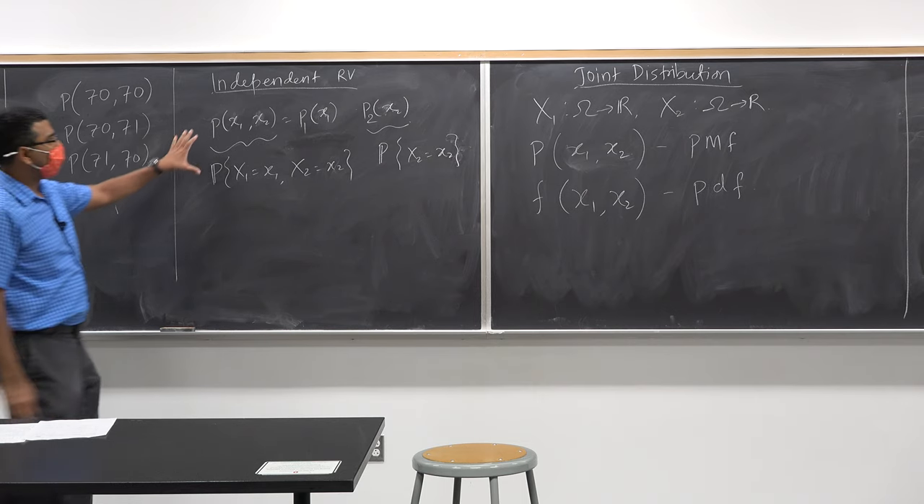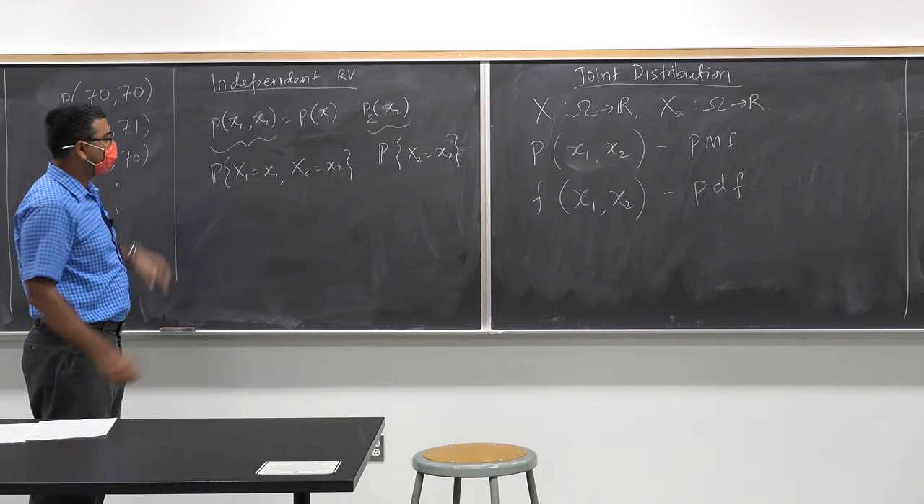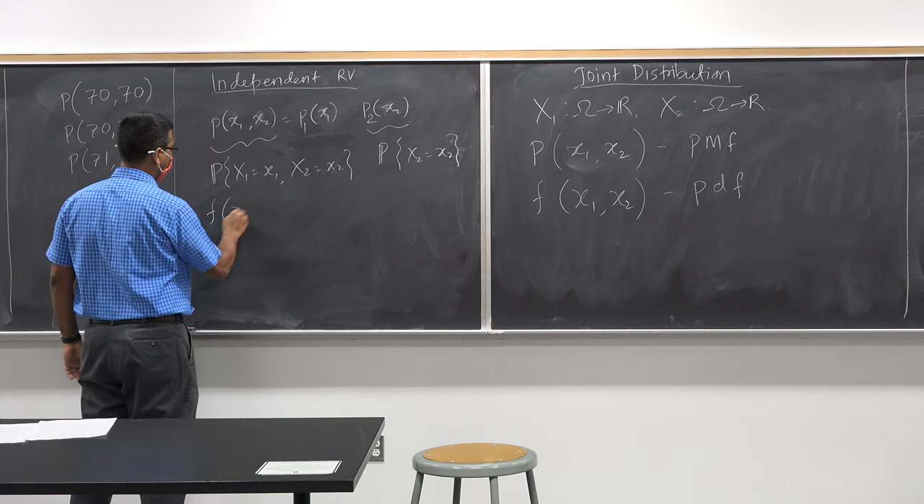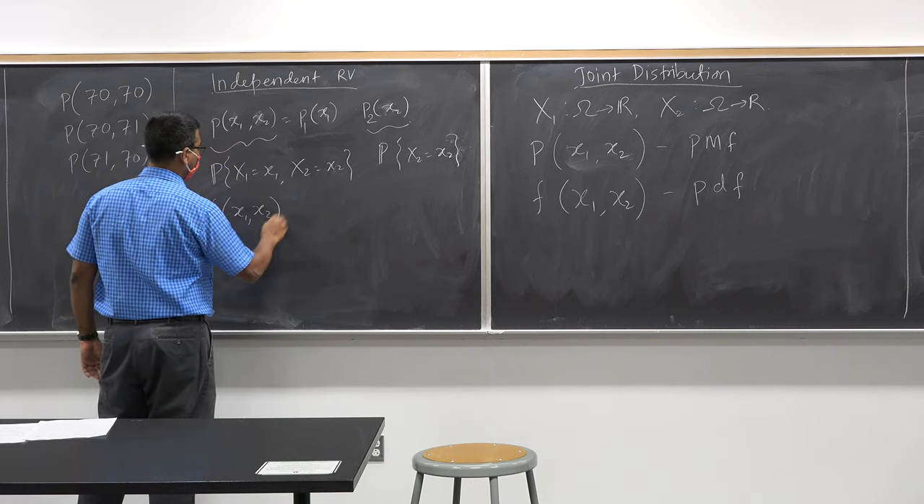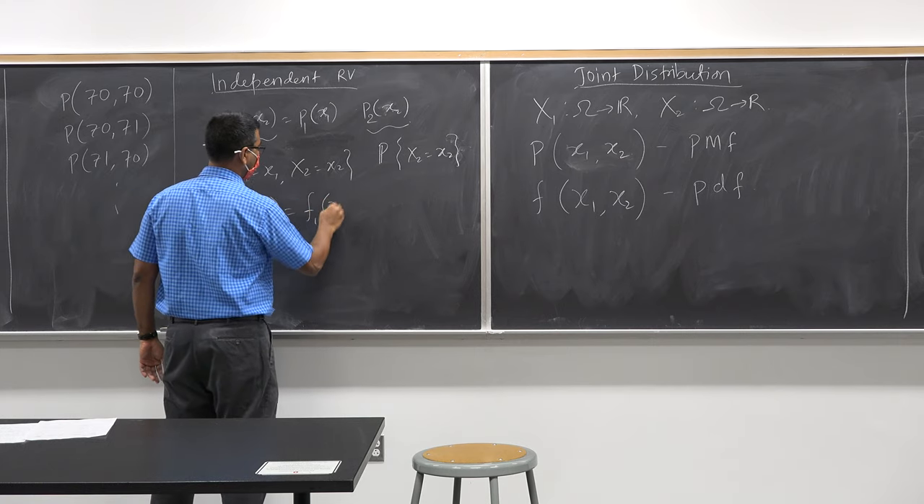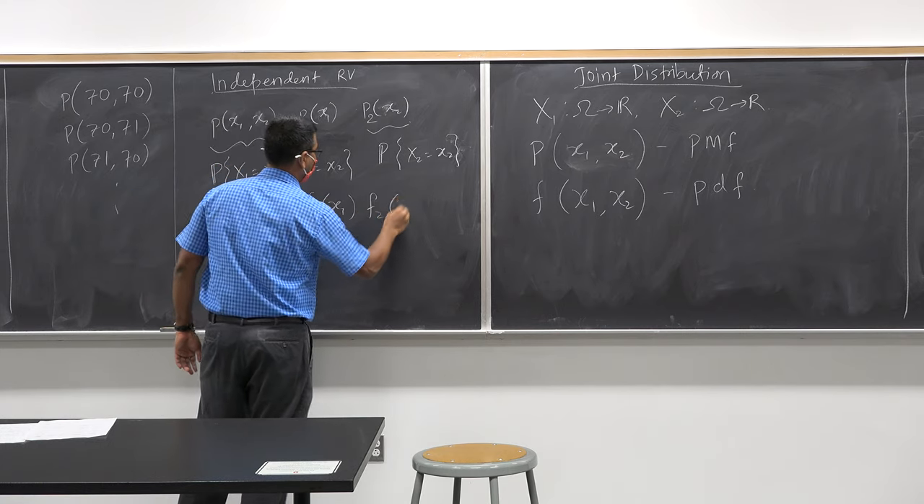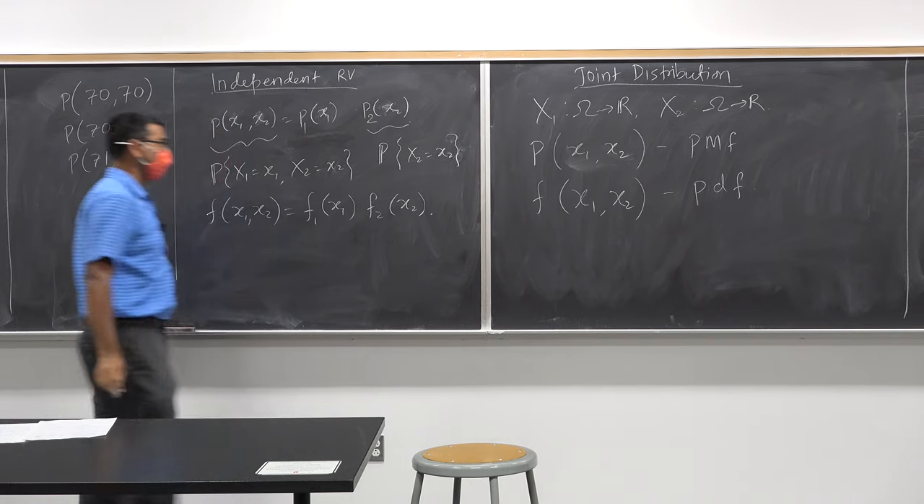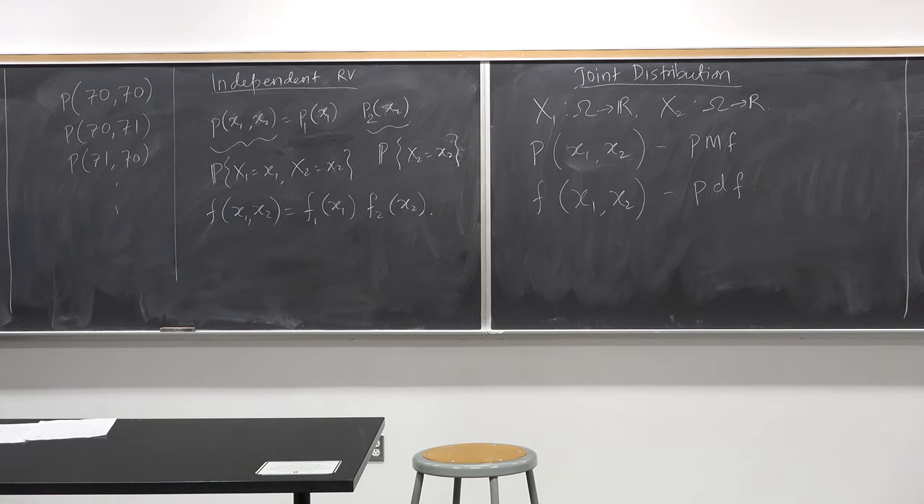So this is the case for independent random variables in the discrete setting. In the continuous setting, we will have f of x1, x2 equals f1 of x1 times f2 of x2. So then they are independent. This is what will happen if they are independent random variables. So the joint distribution will be the multiplication of the individual distributions.